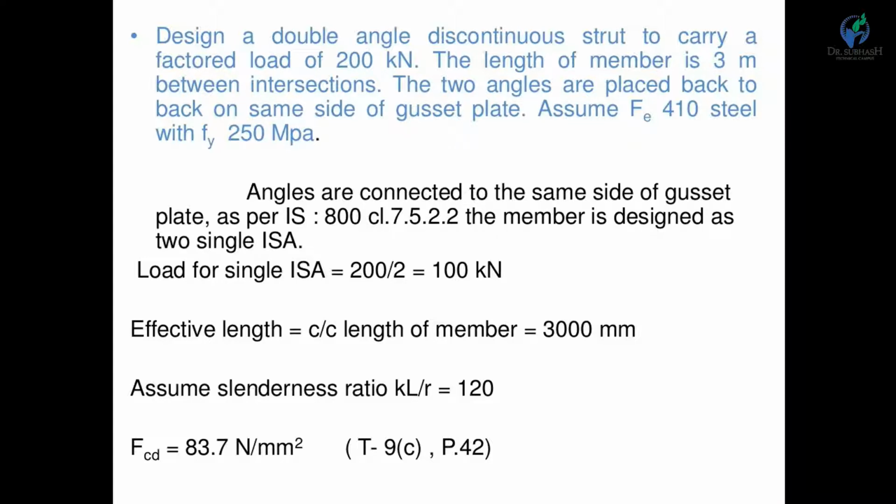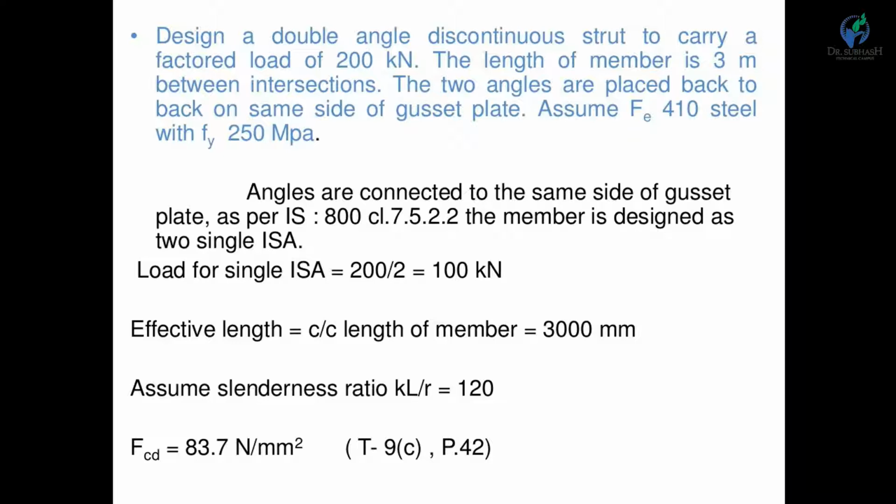So we know that two types of double angle are there. One is back to back on the same side of the gusset plate and the second is back to back on opposite sides of the gusset plate. Here, back to back on the same side of the gusset plate is given. For that, the angles are connected to the same side of the gusset plate, so as per IS 800 clause number 7.5.2.2, the member is designed as two single ISA sections. As per the codal provision, we divide it into two separate single sections.